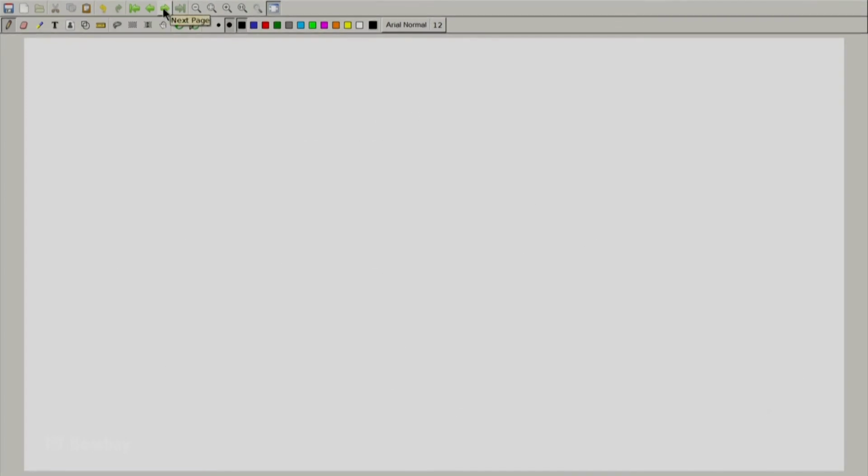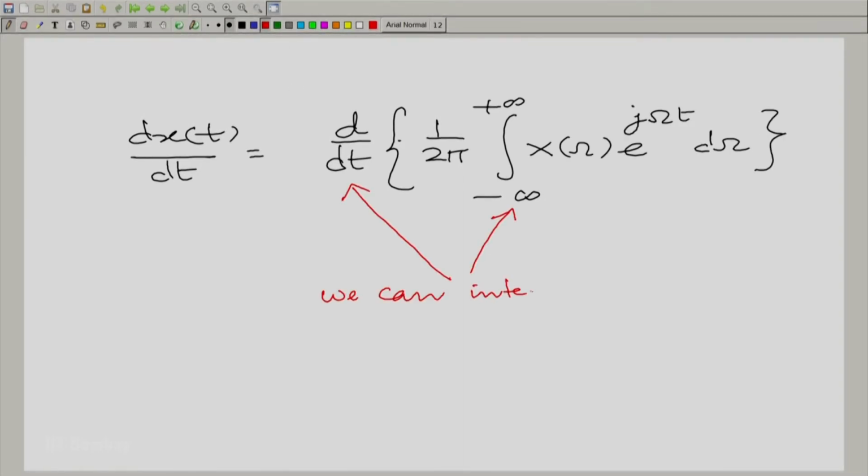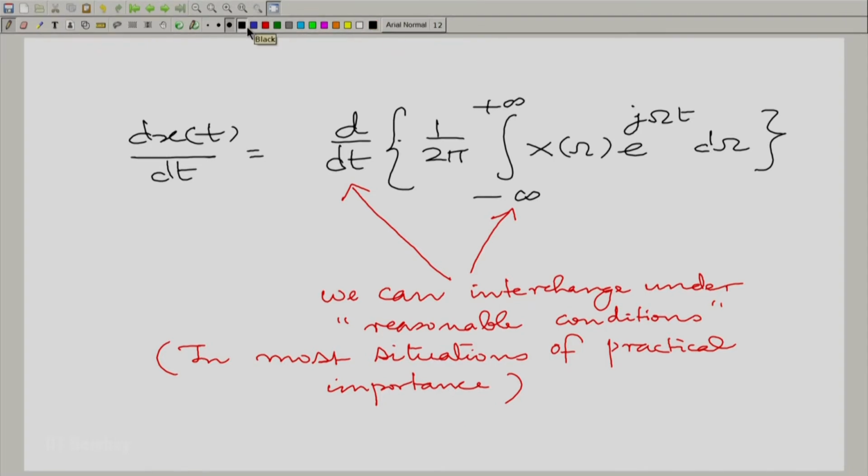When we do that, we get dx(t)/dt is d/dt of the integral. And now, under reasonable conditions, we can interchange the order of the derivative and the integral. Now, you may wonder what reasonable conditions are. Reasonable conditions, for the moment I will just say, in most situations of practical importance. I am not being too rigorous mathematically here. It does not really matter that much. So, when we so interchange, what do we get?